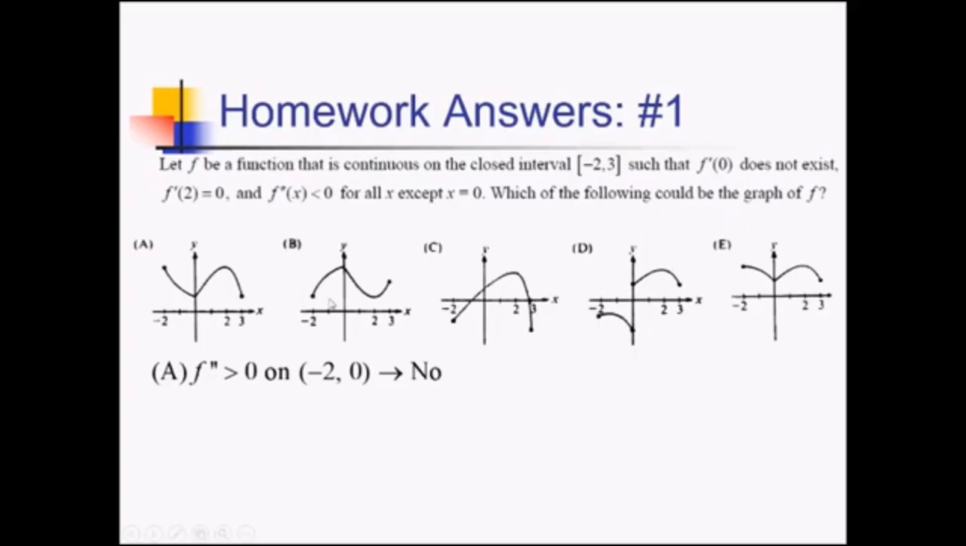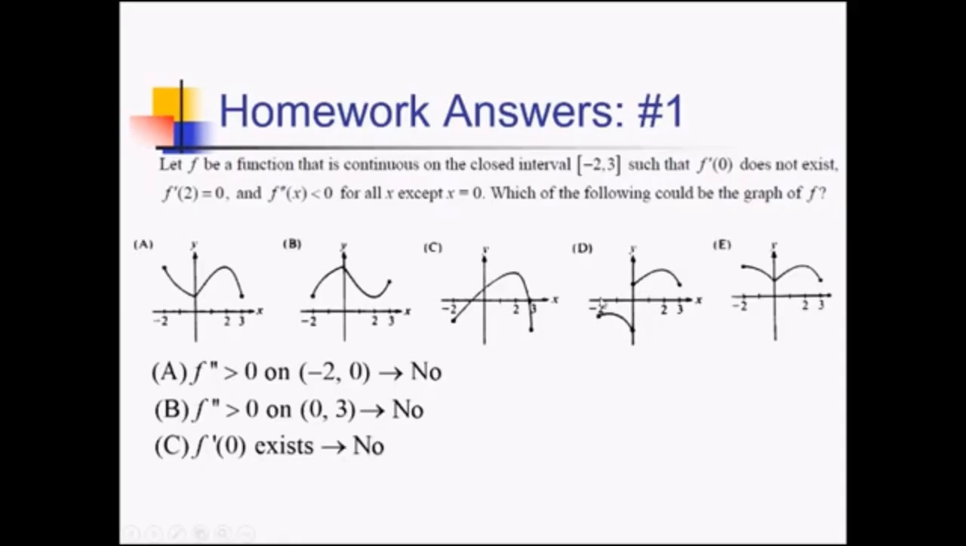So we can eliminate that one. Now for choice B, we have the same kind of issue, except that this time around we're concave up on the interval from 0 to 3. So that also violates this last condition. And then for choice C, we've got concave down across the whole interval, actually, including at x equals 0, and that's also a problem. They said f prime of 0 does not exist, but in choice C, it clearly does. It's not a cusp or anything special. It's just part of the function. So because f prime of 0 exists in choice C, we can eliminate that one.